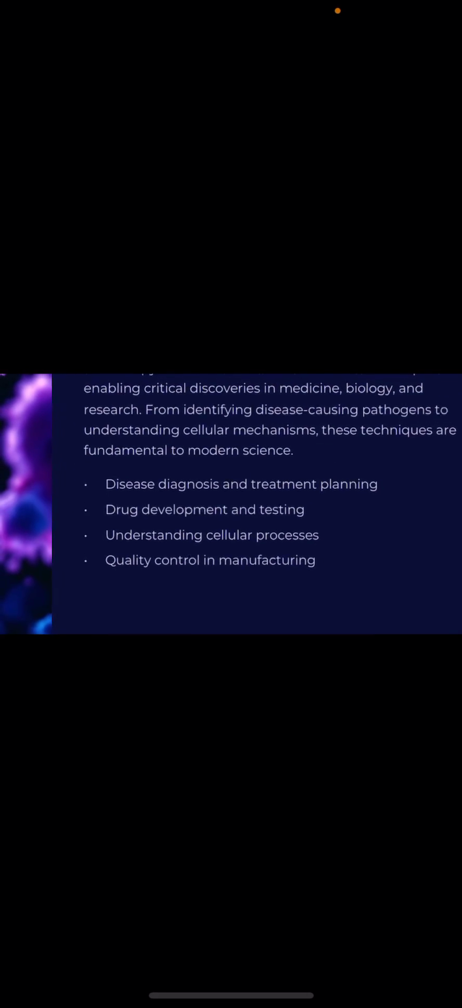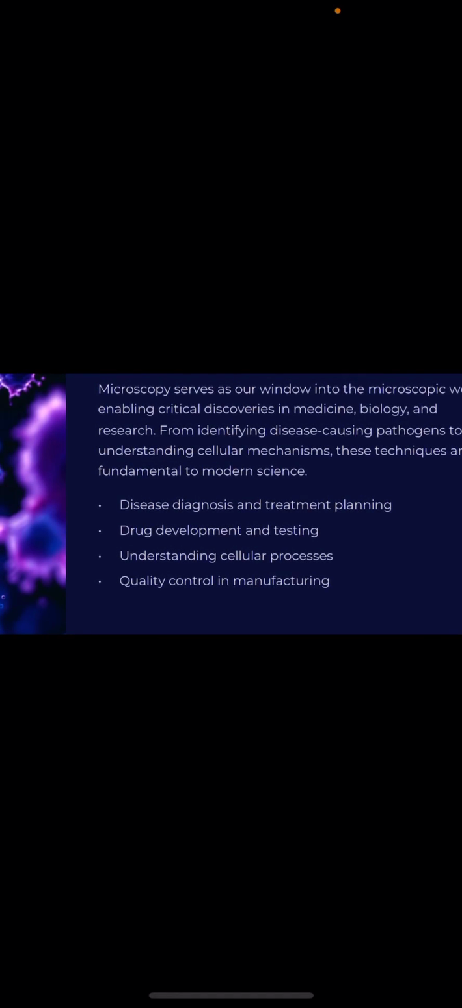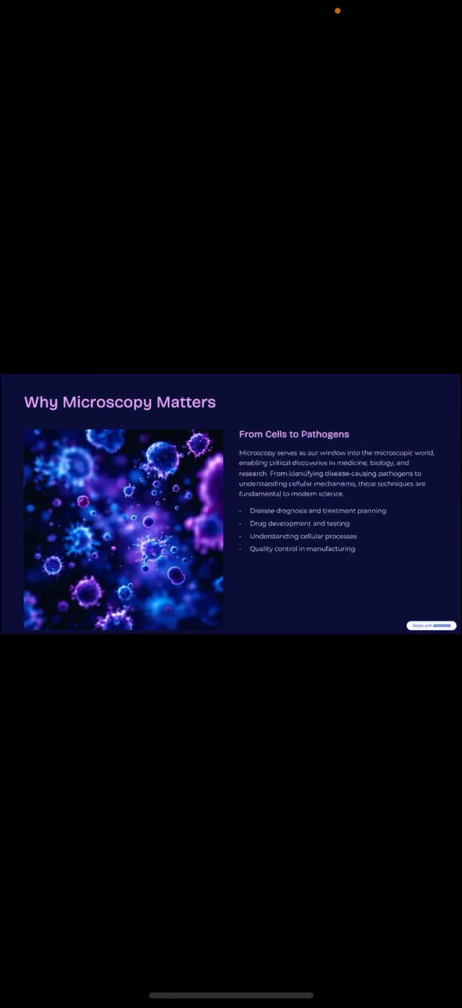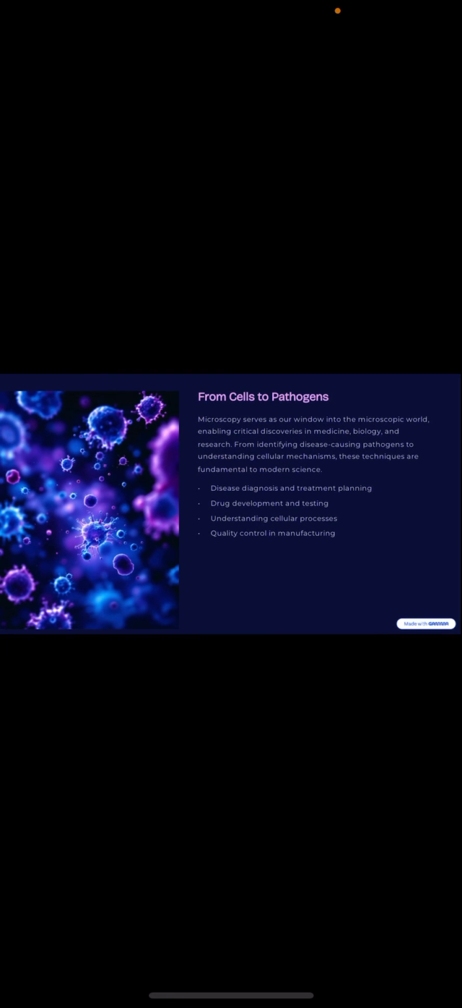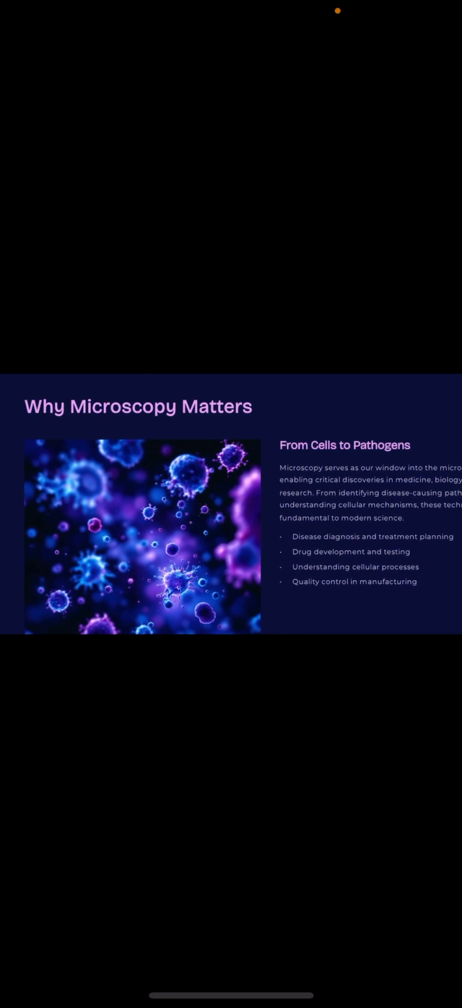Then last comes the quality control in manufacturing. Of course, there are a lot of quality control measures taken in the lab, which is very important for manufacturing. Also, many quality control measures are taken in different kinds of industries, such as pharmaceutical companies, which is very important for manufacturing different kinds of products.